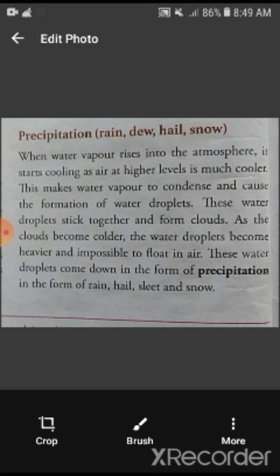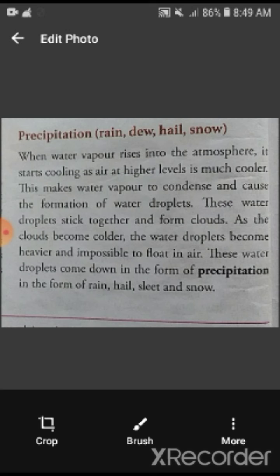So when it reaches too high, then it becomes cooler. And when it becomes cooler, the water vapor is converted into water droplets. When one small water droplet attracts another water droplet, it becomes bigger in size. When they become bigger in size, they form a cloud.